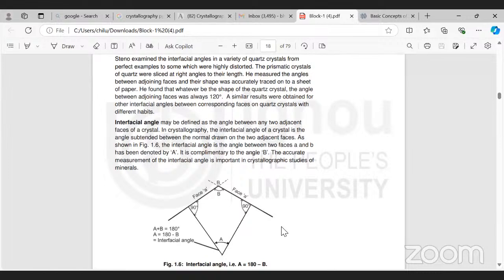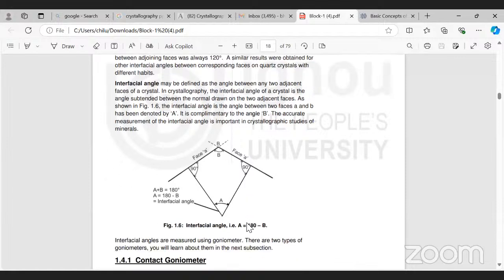Interfacial angle. It is useful to find out the arrangement of crystals. Every mineral is made up of different crystals, so in that mineral, we can find which crystal was arranged in which direction. Based on this, we can identify the crystal angle using this. So that is one thing.